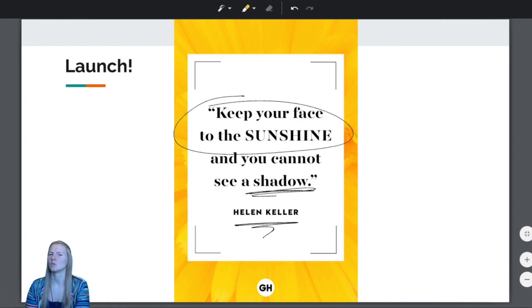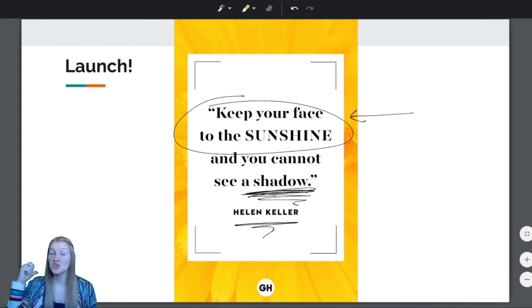Now, what does that mean? What might that mean? Well, if I'm looking at the sunshine, if I'm looking at the good things, if I'm looking at the positive things in life, that's why we do good things every morning, to focus on the positive. And if I am focusing on the positive, I can't see the shadows. I can't see the negative. And that's not to say that maybe you can't know that they're there. We know our shadow is there, but we're not focusing on them.